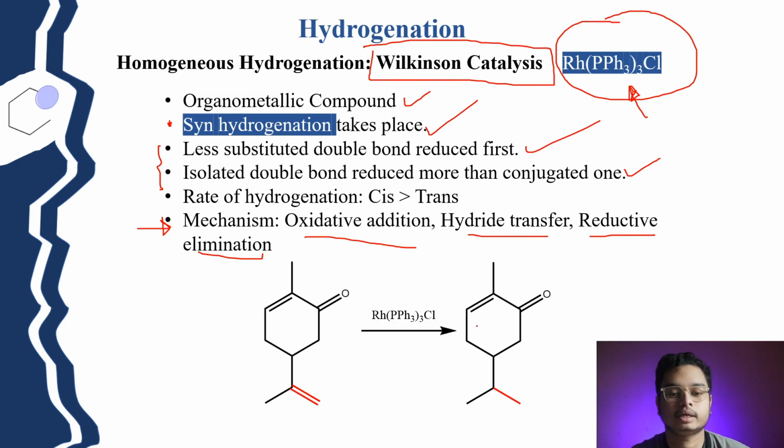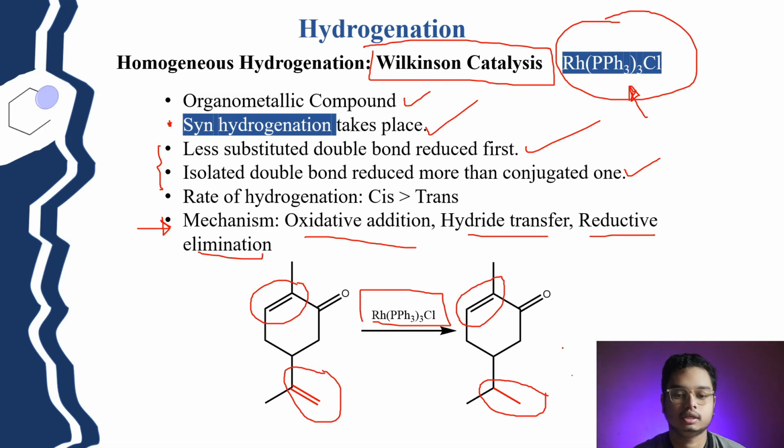But before that, we have to see this particular reaction. Here you can see that two types of double bond are there. One is the exocyclic double bond, or we can say the isolated double bond, and the other is the substituted double bond. In the presence of Wilkinson catalyst, the isolated double bond is selectively reduced. However, this particular double bond is not reduced. So you have to remember this small thing.